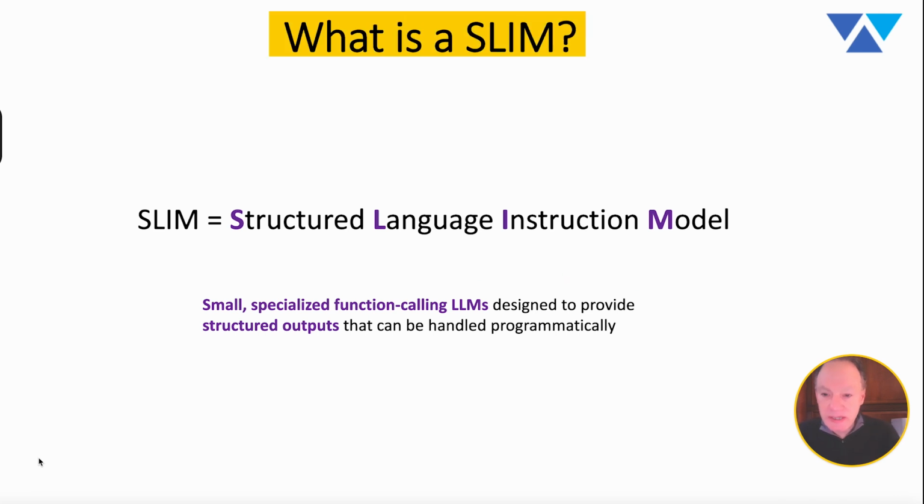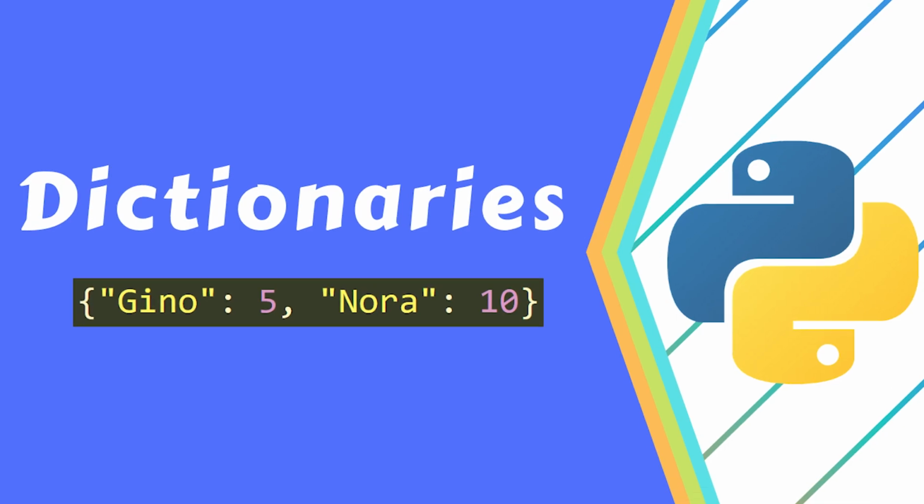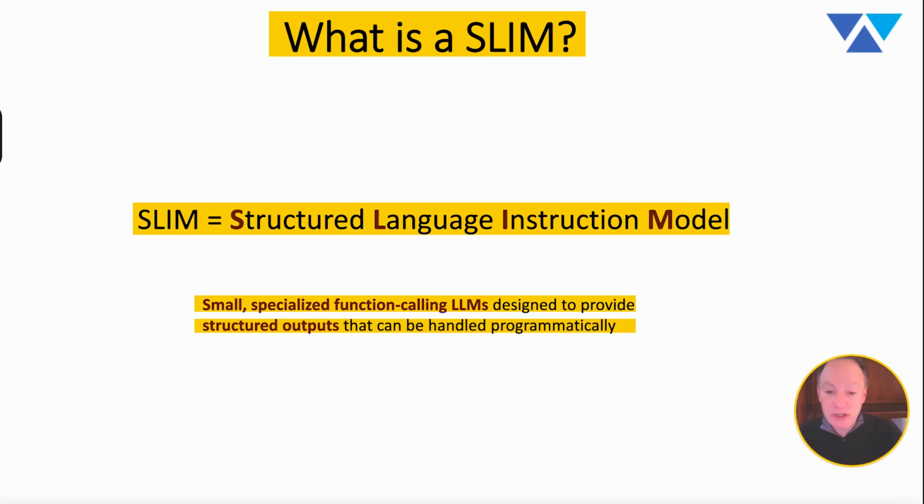So what are SLMs? A SLM is a structured language instruction model. These are small, specialized function calling LLMs that have been carefully fine-tuned to provide structured outputs that can be handled programmatically. So instead of outputting just standard text, they output Python dictionaries, they output JSON, they output SQL, outputs that you can then handle programmatically in a more complex workflow.